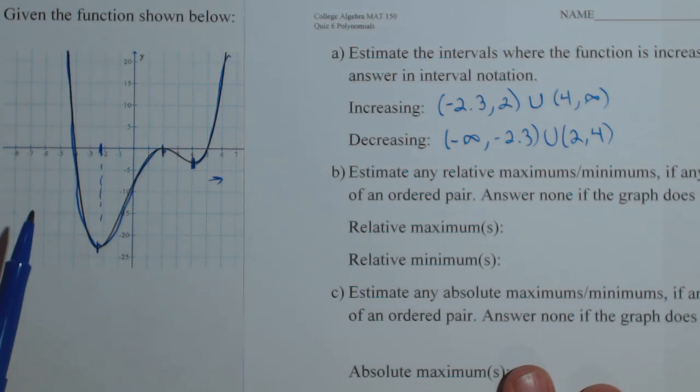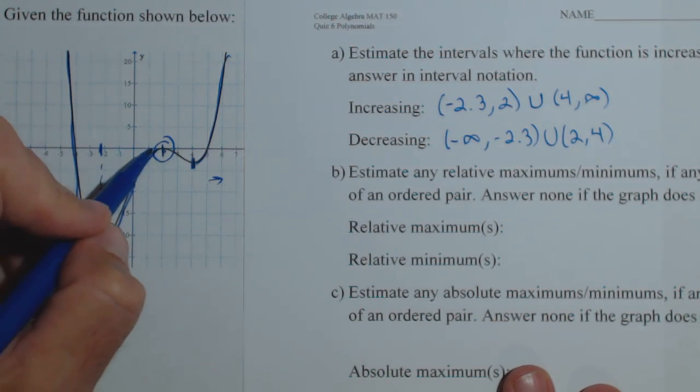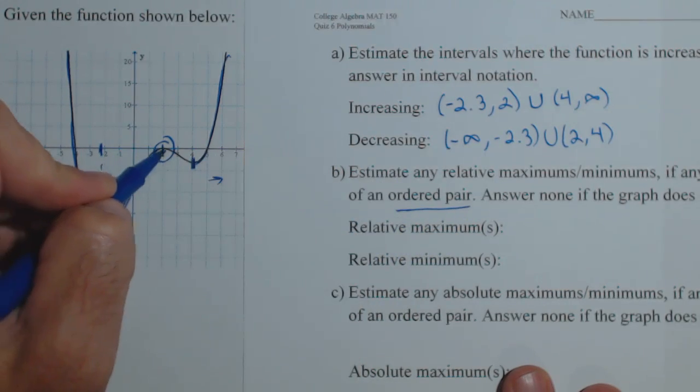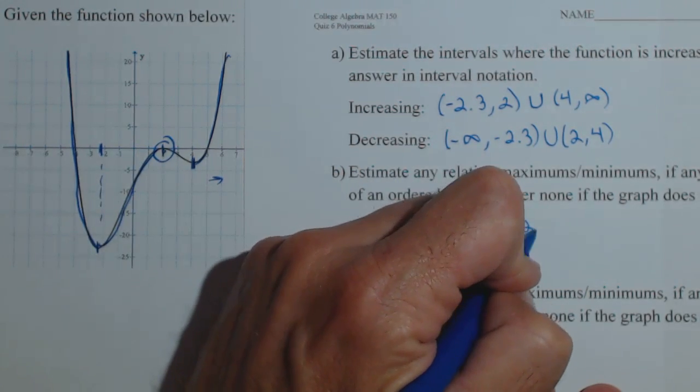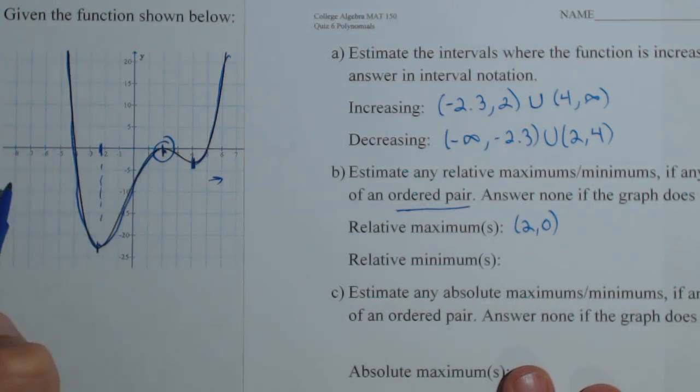Now, any relative maxes, those would be turning points. We've got a relative max right here. Now, as a relative max, we want to give our answer as an ordered pair or a point. That looks like the point (2, 0). It appears to be the only relative max. There's no other hills. Relative maxes are hills.